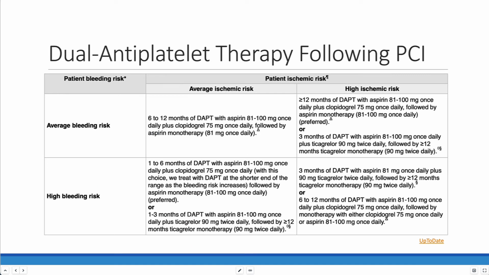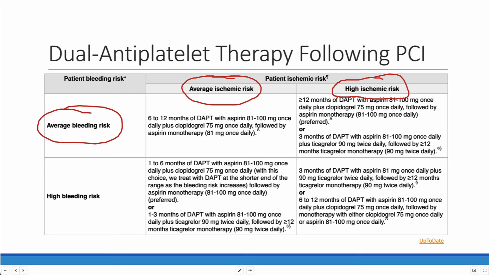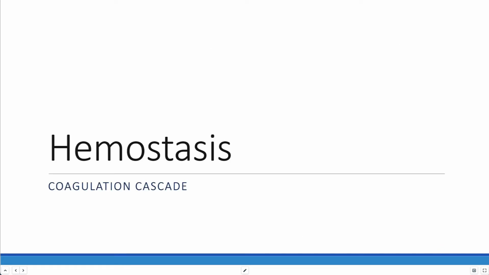All right, so these are the rules that we use today for dual antiplatelet therapy following PCI. If you have an average bleeding risk and an average ischemic risk, you get 6 to 12 months of DAPT with aspirin, plus either clopidogrel or Brilinta in some labs, followed by aspirin monotherapy once a day. All right, so after 6 to 12 months, then you go to aspirin once a day. If you have a high ischemic risk and an average bleeding risk, then this is the thing that we tend to do. All right, again, this is from UpToDate. You can reference that for more details.